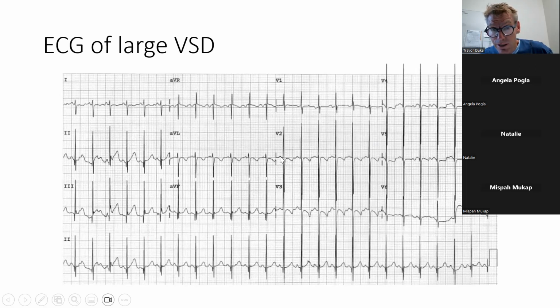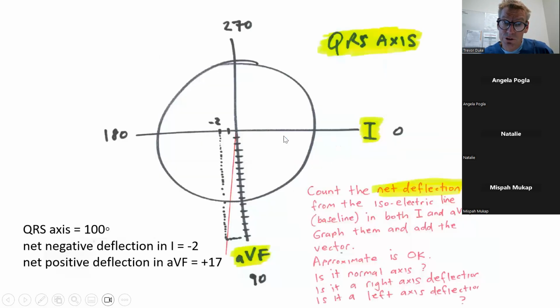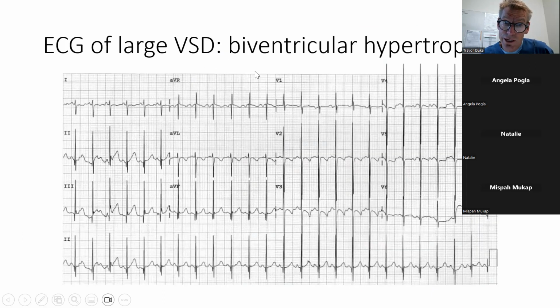And the same with right ventricular hypertrophy, the R wave in V2, 5, 10, 15, 16, 17, 18, plus 5, 10, 15, 20, 28. 28 plus 18 is 46. So again, there's evidence of right ventricular hypertrophy. So this child is a child with a large VSD who's got evidence of biventricular hypertrophy. All right.